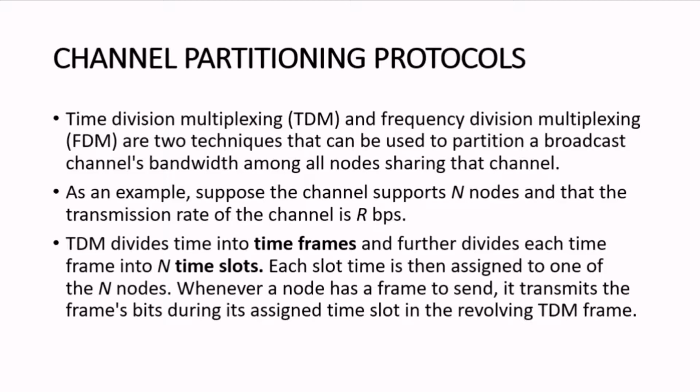As an example, suppose the channel supports n nodes and the transmission rate of the channel is R bits per second. TDM divides time into time frames and further divides each time frame into n time slots. Each slot is then assigned to one of the n nodes. So each host has its time slot. Whenever a node has a frame to send, it transmits the frame bits during its assigned time slot in the revolving TDM frame.